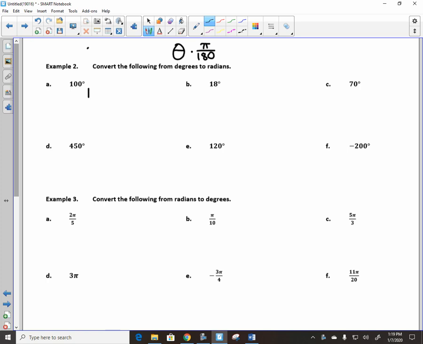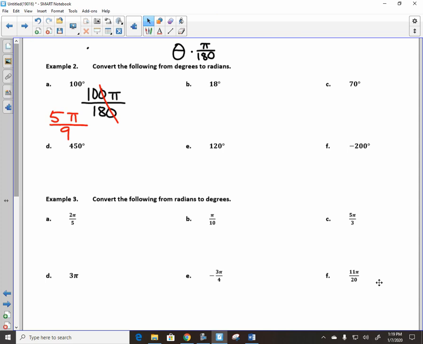So this one is going to be 100 times pi over 180. If you want to simplify that and they both end in a 0, you can go ahead and cross those zeros off. And what is 10 over 18 reduced to? 5 over 9. So this is 5 pi over 9.